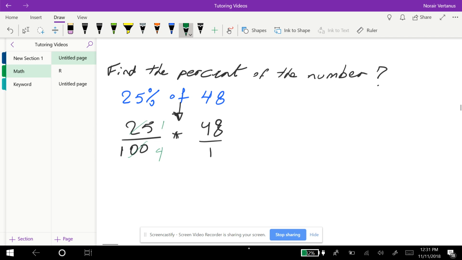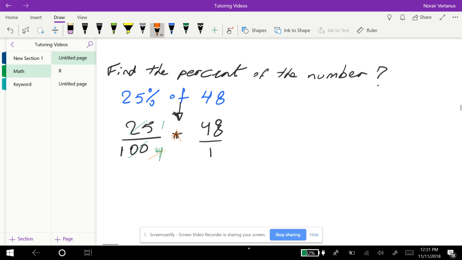That's 25 over 100, and both of these can be divided by 25 and you get 1 over 4. And now you can cross cancel them. Why? Whenever you have multiplication here, you can cross cancel. I'll do it step by step. Both of these are divided by 4. See, this divided by 4 is going to be 1, this divided by 4 is going to be 12. That's better, but I'll go step by step.